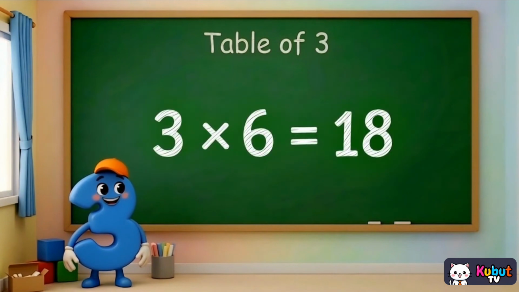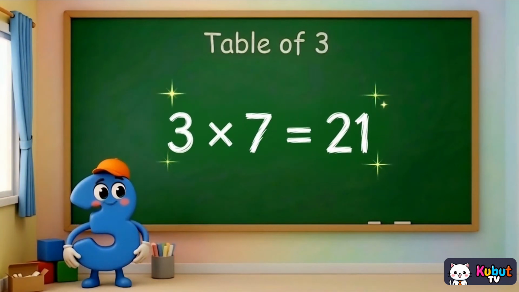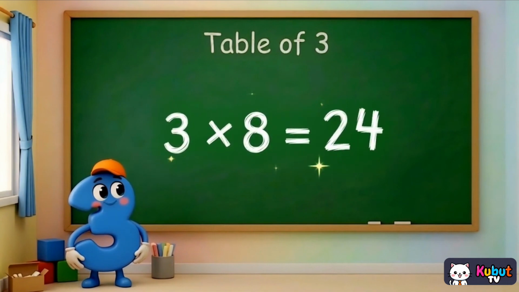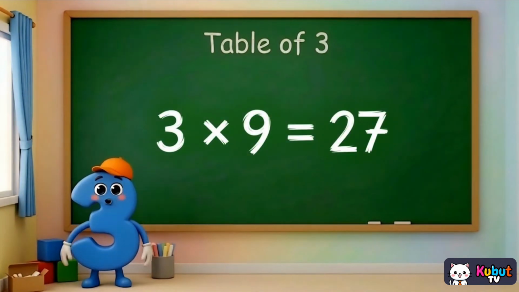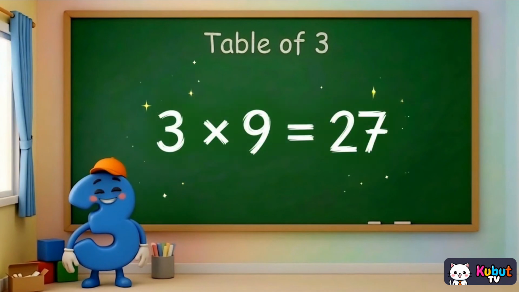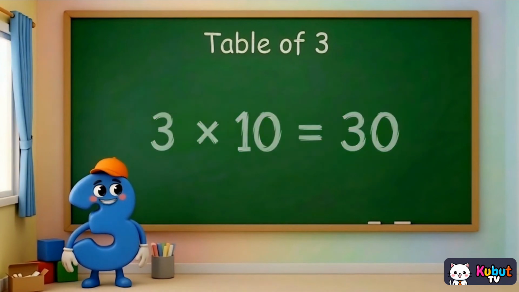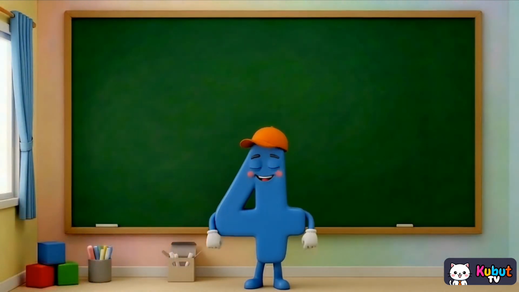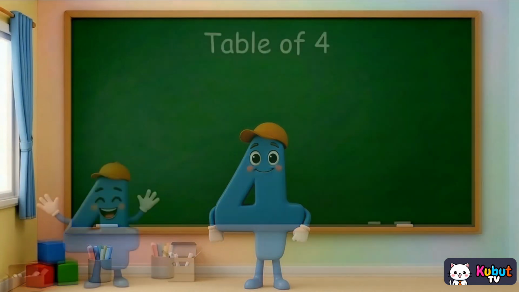3 sixes are 18. 3 sevens are 21. 3 eights are 24. 3 nines are 27. 3 tens are 30. Excellent! Now let's learn the multiplication table of 4.